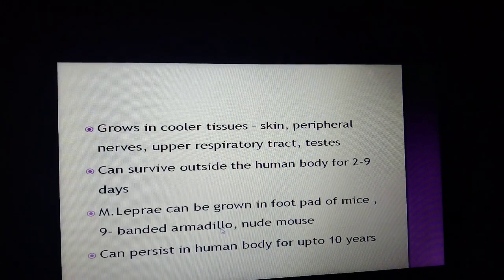So what are nude mice? Nude mice are virtually hairless mutant laboratory-bred mice having a major immune system deficiency. So this is what we call a nude mouse. It can persist in the human body for up to 10 years.